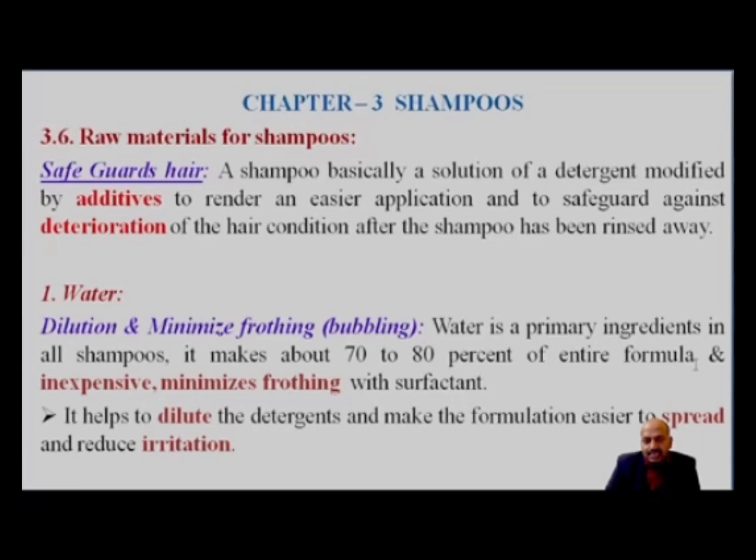The first ingredient we'll see is water. Water is a universal solvent, as we know. Water plays a very important role in the existence of life. Water is useful not only for living beings, but also for the manufacturing of various non-living things. In the shampoo context, water plays a very important role in dilution and minimizing frothing. Water dilutes the concentration of the shampoo containing the different ingredients, and it also minimizes the frothing. Water is a primary ingredient in all shampoos.